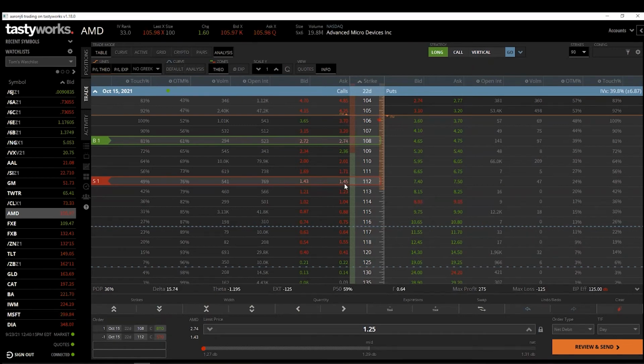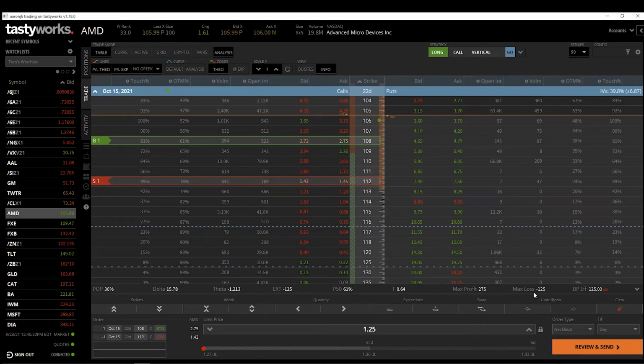It does not have to be 112. As long as it's between 108 and 112, we will make money. Might not necessarily be the absolute maximum profit, but like I said before, as long as you even get 70% of this, that's all that really matters. And also, you're not losing 125.